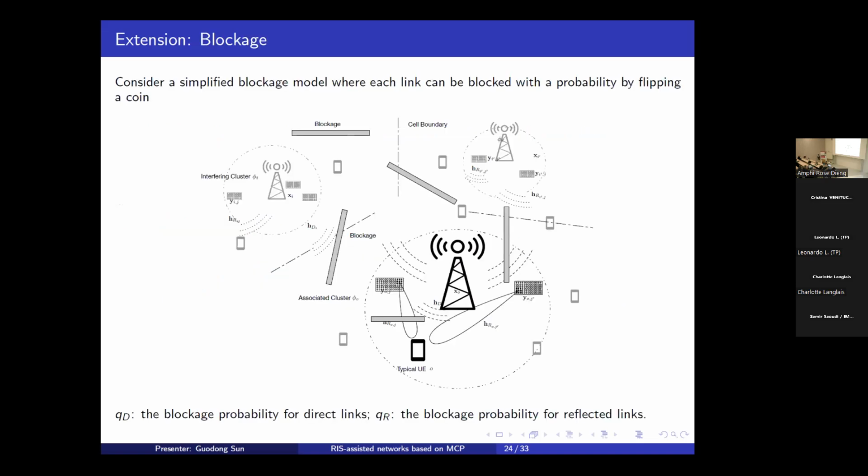In practice, with blockage, the real network is not very homogeneous. Some direct links are blocked, some reflecting links are blocked. So here we also consider a very simplified model where we introduce a random variable Q_D to represent the portion of direct links that are blocked. We introduce a random variable Q_R to represent the portion of reflect links that are blocked.